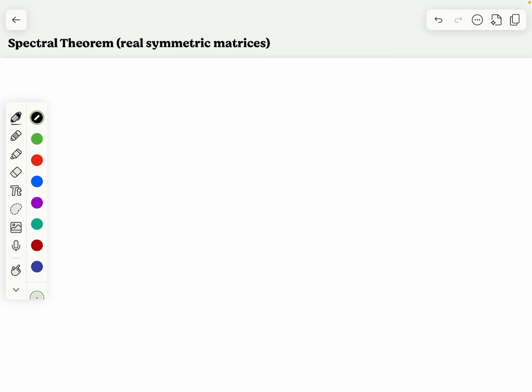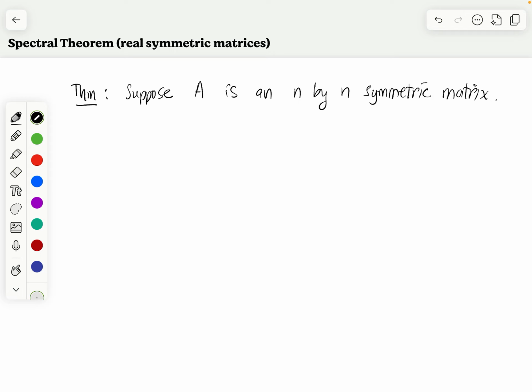And what the theorem says is, let's say that you have a symmetric matrix. So suppose that A is an n by n symmetric matrix. Then it's possible to find eigenvectors of A that form a basis for Rn.